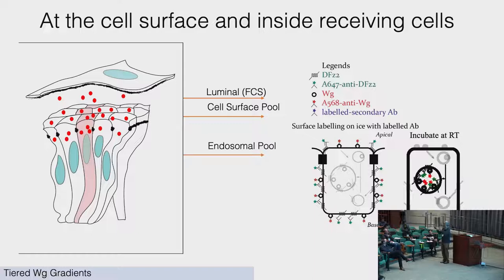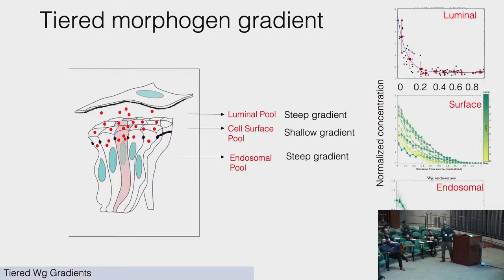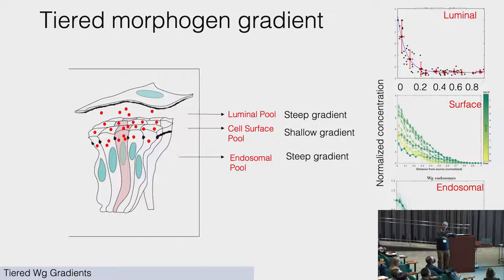I'm not going through all the gory details of the analysis, but what we ended up with are surface gradients that were extremely broad. The decay lengths were almost half the epithelial layer. On the other hand, the endosomal gradients were extremely small. In fact, compared to the total wingless gradient, the surface gradient is very broad. The endosomal gradient is much steeper than the surface gradient, but not as steep as either the luminal pool or the wingless total.